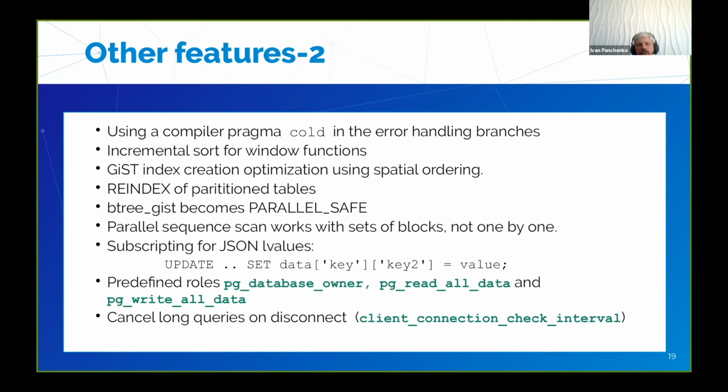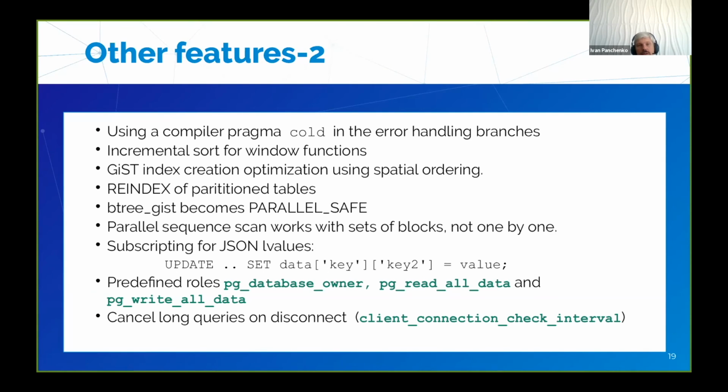Next is parallel sequential scan, which can now work with sets of blocks. It means that it requires less interaction between processes, because the blocks to scan are distributed between the workers not one by one, but by some large sets.